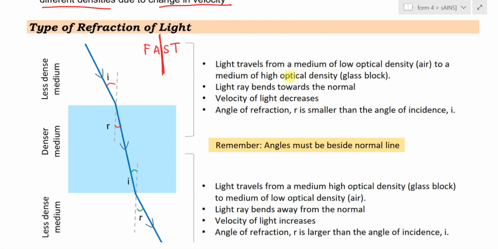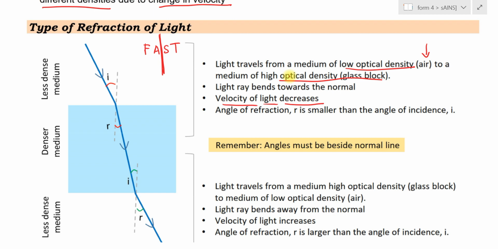Okay, kita tengok. Light travel from a medium with low optical density, such as air, to a medium with high optical density, such as glass block. So, how does the light ray bend towards? Velocity of the light decreases. Okay. Velocity of the light decreases after you pass through the denser medium. Jadi, angle of refraction is smaller than angle of incident. Baik, apa-apalah dia bagi. Simple saja.